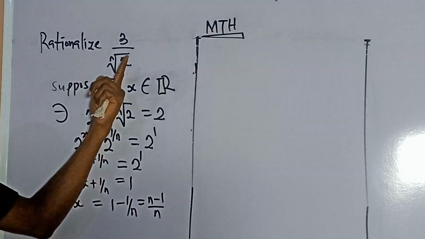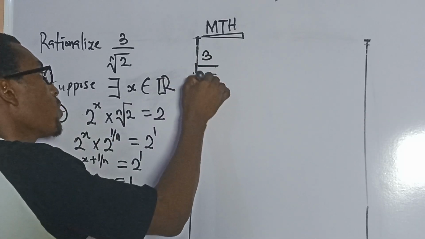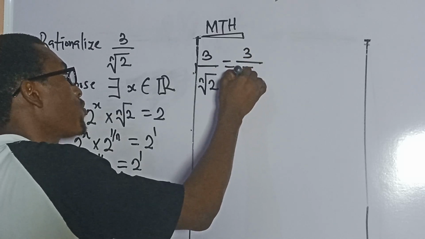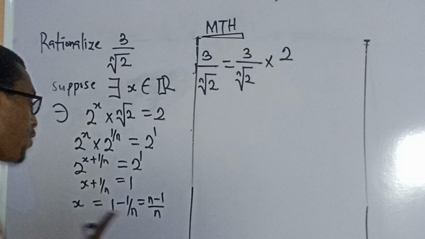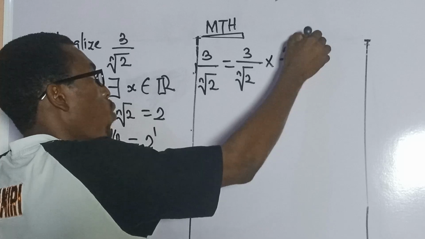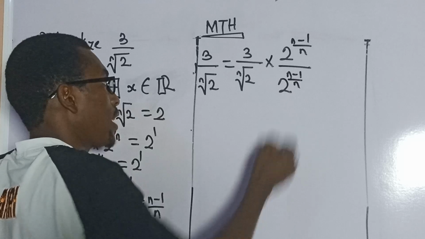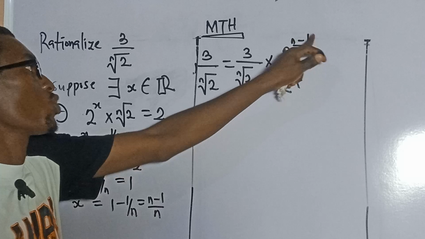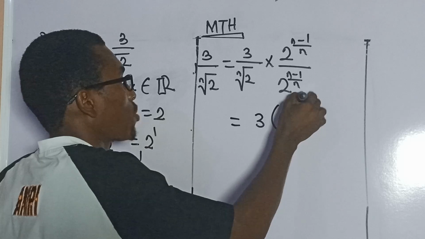All right? So let's go back to the solution. Now that implies that 3 over the nth root of 2 is equal to writing 3 over the nth root of 2 multiplied by 2 to the power x. But don't forget, the value of our x is now n minus 1 over n. So I can come here and write 2 to the power n minus 1 over n. Can you see that? All right. Now, 3 times 2 to the power n minus 1 over n will give us 3 multiplied by 2 to the power n minus 1 over n.